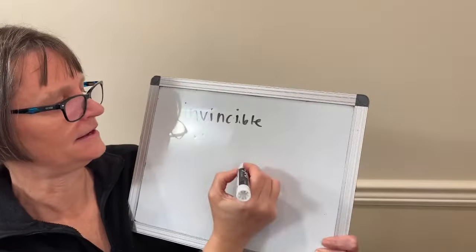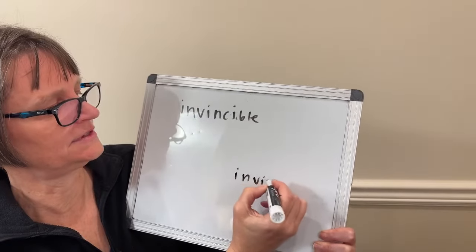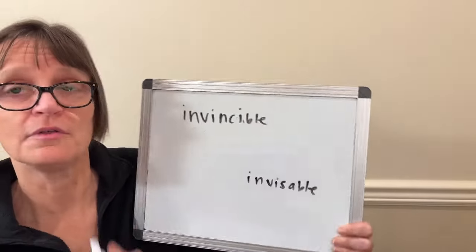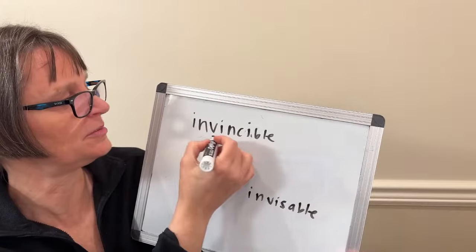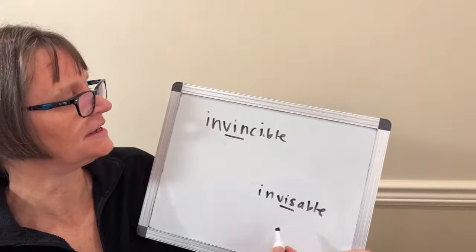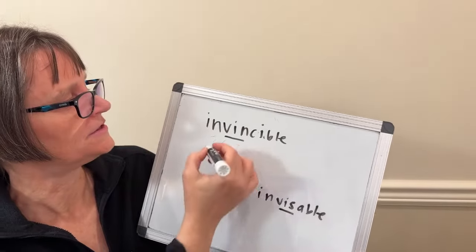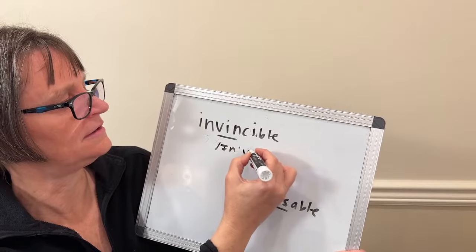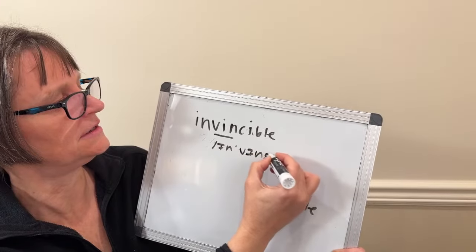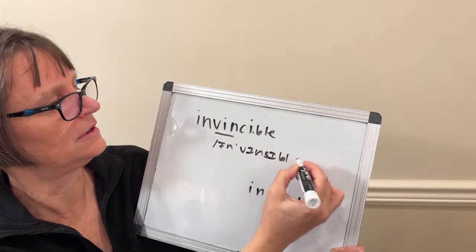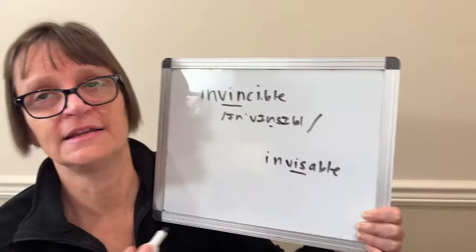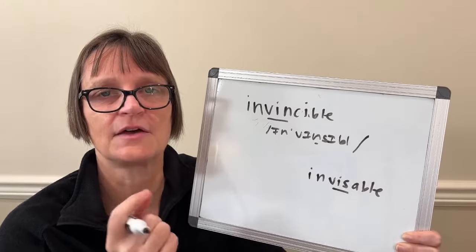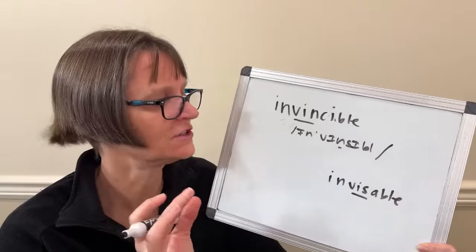And then invisible. That one is spelled with able. So they're both stressed on the second syllable, vin or viz. In invincible, we have the added n sound, and then letter C says the s sound. So here we have a spelling and sounds challenge.